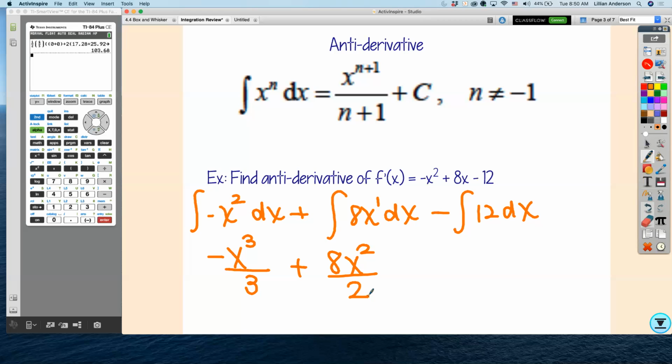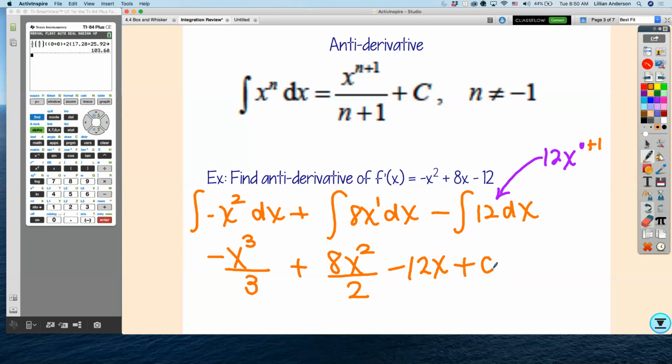That's the derivative. 12x. It becomes 12x, because technically this is 12x to the 0 power. That's what causes there not to be a variable at all. So then you add 1, and that's how you end up with x. Then you would have your plus c.